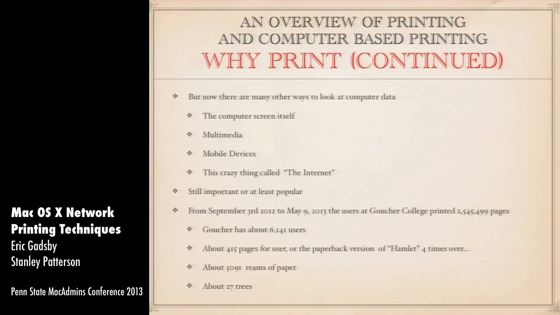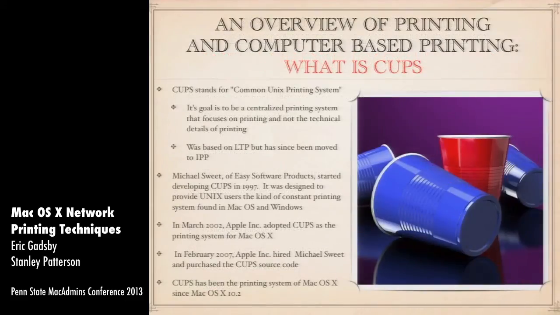Over the whole academic school year at Goucher, we print about 2,545,499 pages, and we have about 6,141 users between faculty, staff, and students. So that's about 415 pages per user, or the paperback version of Hamlet 4 times over, 5,091 reams of paper, and we cut down about 27 trees. And I was concerned about the environment?